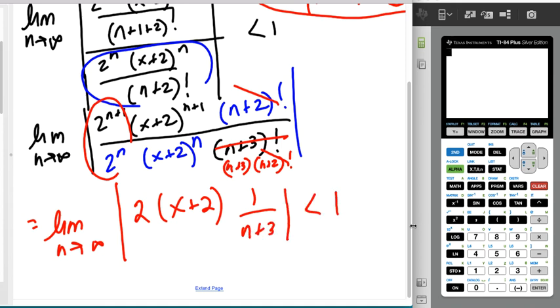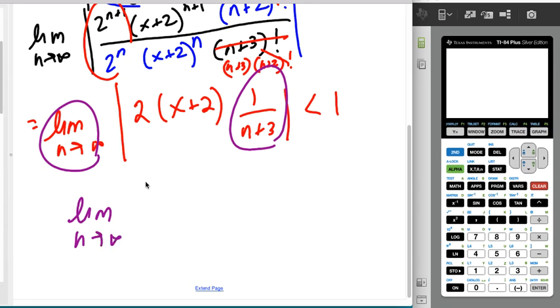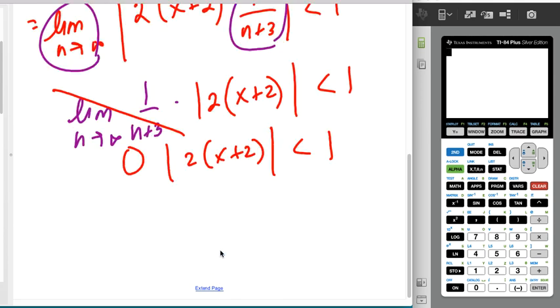I want this to be less than 1. Well, the trick here is the only thing left that has an n is this guy, right? And there's only an n on the bottom. So the limit as n approaches infinity of 1 over n plus 3 is totally a 0. So it doesn't actually end up mattering that I have this other stuff, because this is definitely a 0. And 0 times all this stuff, regardless of what the stuff is, is still totally 0. So 0 is less than 1. That is literally always true.